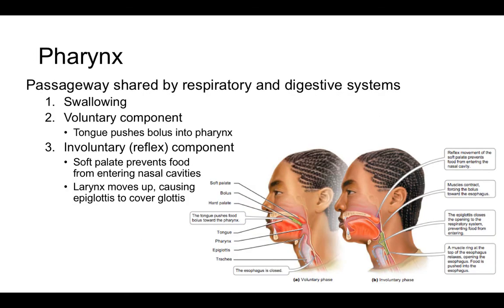So the pharynx is the next part of the digestive system, and we move from the mouth. The tongue pushes the food back to the pharynx. This is a passageway shared by both the respiratory and the digestive system, so we've heard of this before.